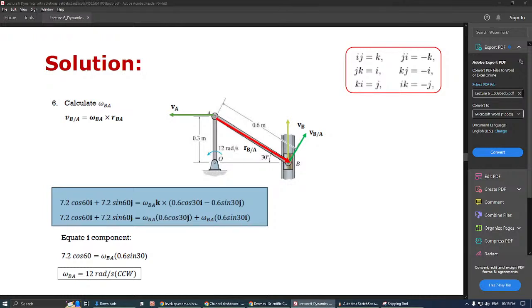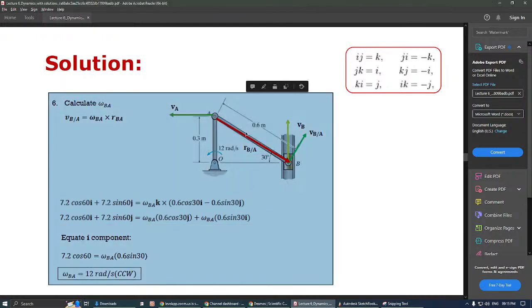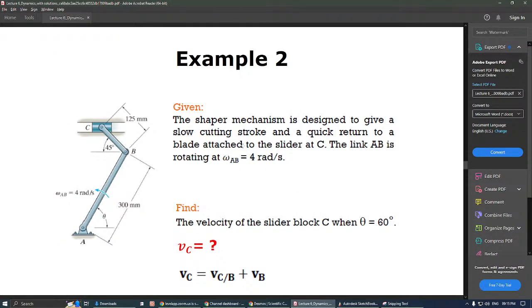Yes ma'am. Let's go for the next one. Okay, so here once again we have a slider crank mechanism, right? He is calling it the shaper mechanism. We have one slider here, one connecting rod, and one crank or rocker, you can say. This is usually made use of in a shaper machine.